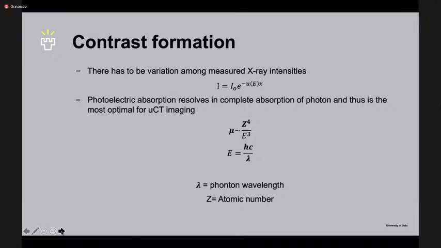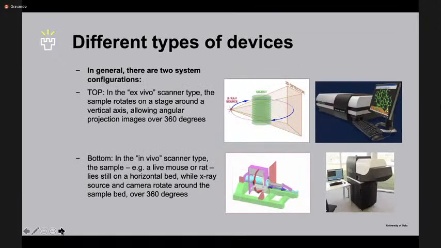What you need to then do is use higher or harder X-rays, which means that the X-rays have a shorter wavelength. This is typically given in electron volts as an acceleration voltage in the X-ray imaging systems. Good. Next one, please.